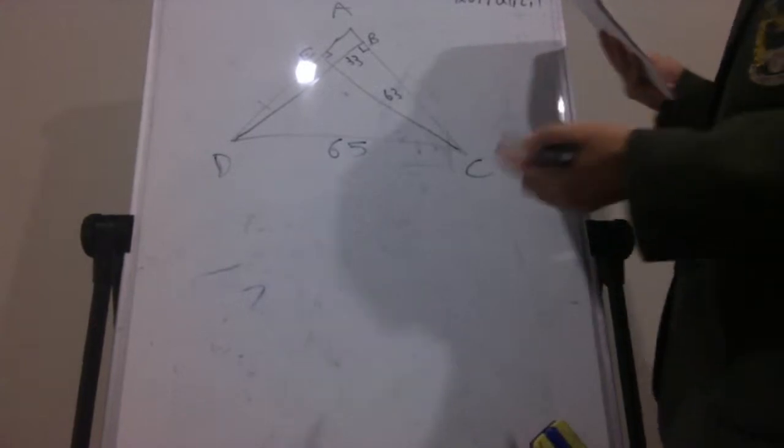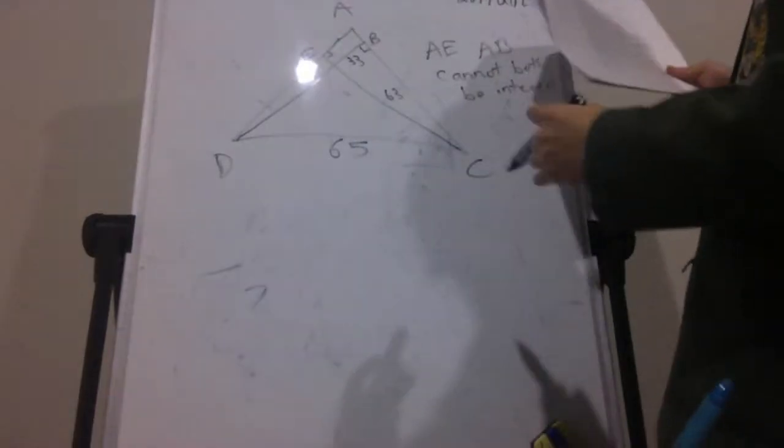So you have a triangle, and DC is 65. The altitude DB is 33, and the altitude CE is 63. And then basically it asks to prove that AE and AB cannot both be integers. And then it says, can you find them? That was like the investigation.